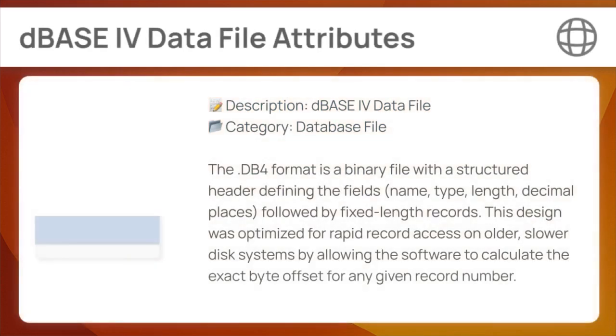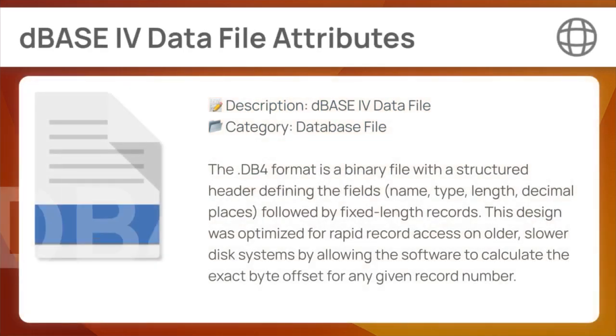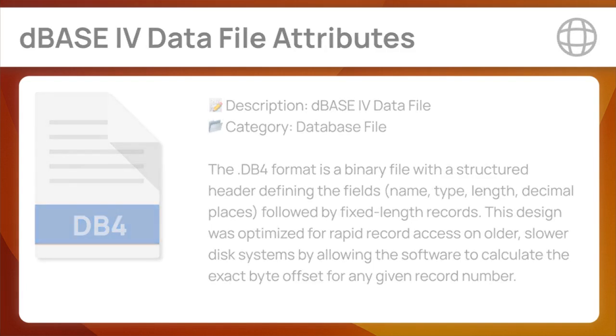The .db4 format is a binary file with a structured header defining the fields, name, type, length, decimal places, followed by fixed length records. This design was optimized for rapid record access on older, slower disk systems by allowing the software to calculate the exact byte offset for any given record number.